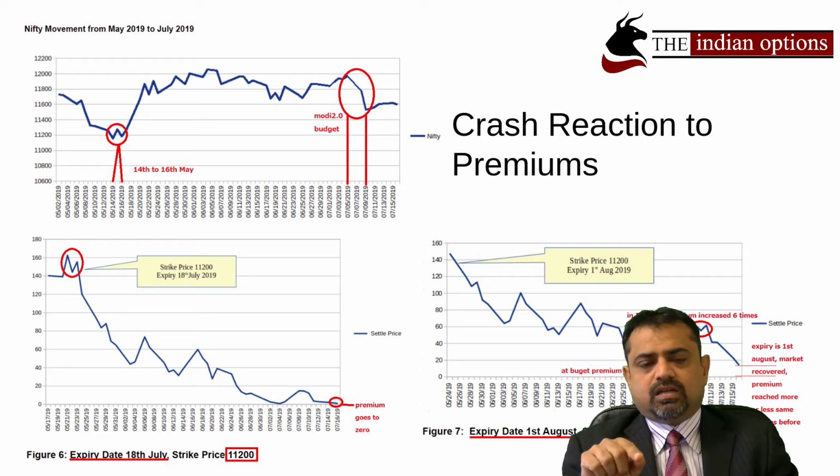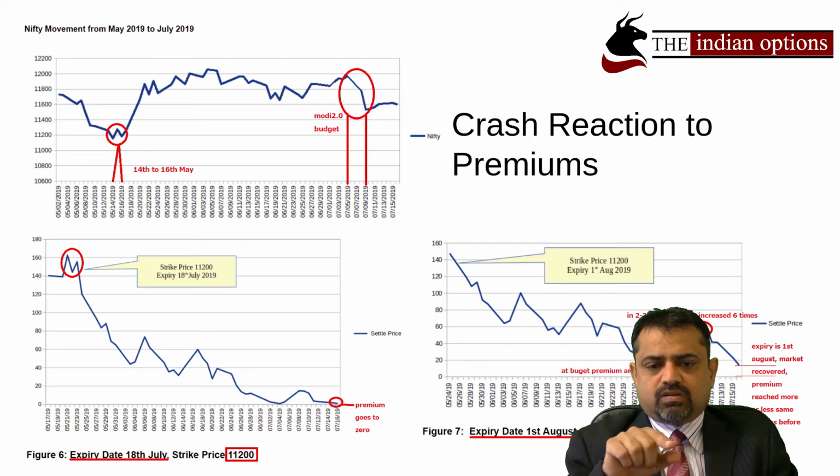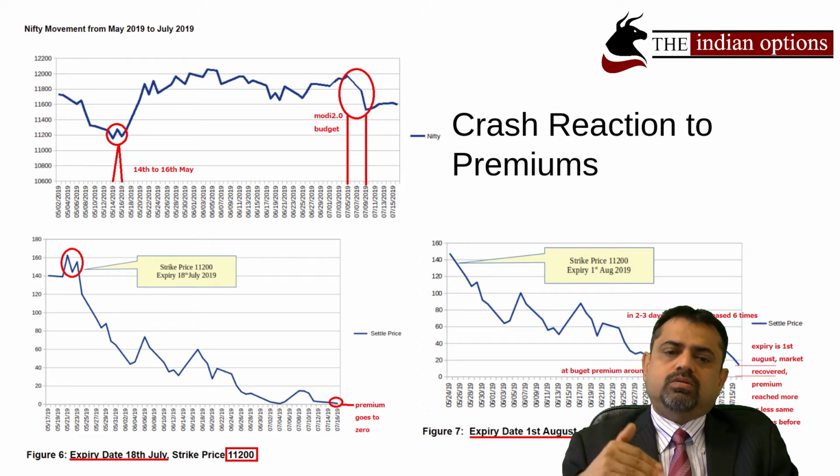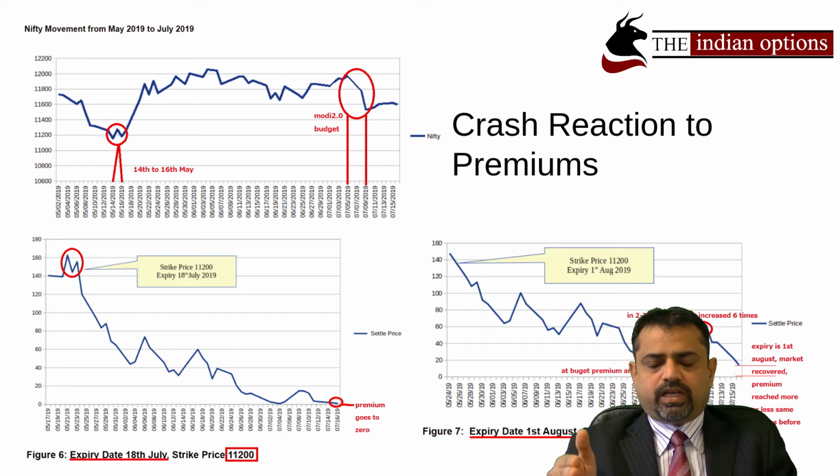So the premium was 140 at that point of time, and as soon as the market crashed, it became 160. Okay, and then again it started going down, down, down, because there were not many events happening there, and on 18th July it became zero. The premium goes to zero because the market was trading above 11,200 on 18th of July.